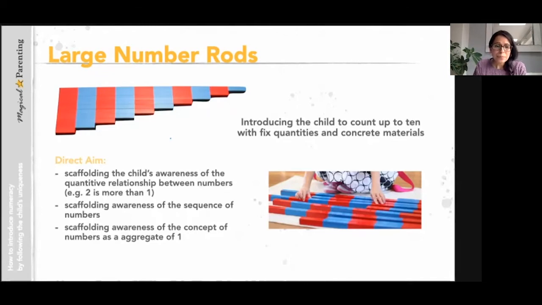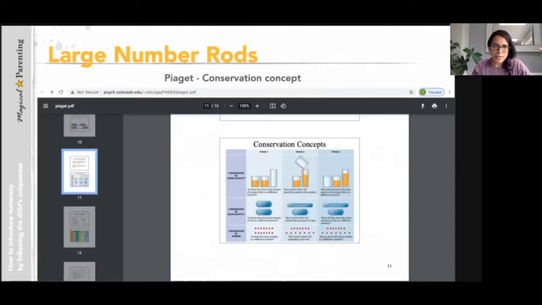The reason why we're working with fixed quantities is because Montessori related to Piaget. Piaget is a famous cognitive theorist who talks about this concept of conservation. What he says is that children cannot conserve in their mind that things can be the same quantity when they are displayed differently. I will explain better in the next slide that I took from Google.